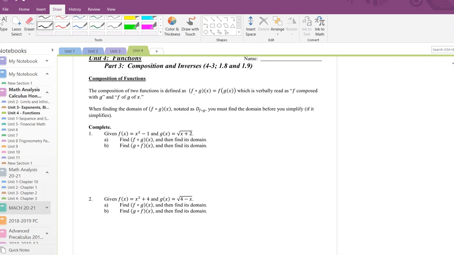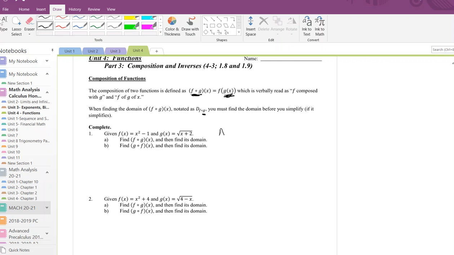But now we're going to talk about how to compose one function of another, and that's what f of g stands for. That means f composed with g. That means basically you take the g function and you're going to put it in the f. And to find the domain, you must find the domain before you simplify the f of g, meaning you've got to take into consideration what the domain of the g function is first, or the one that you're putting in.